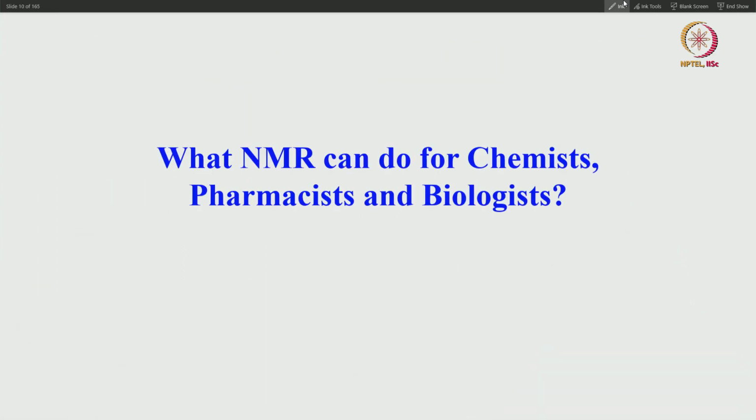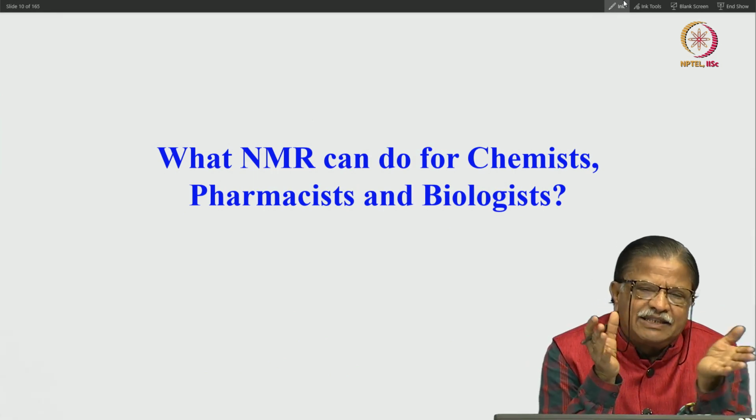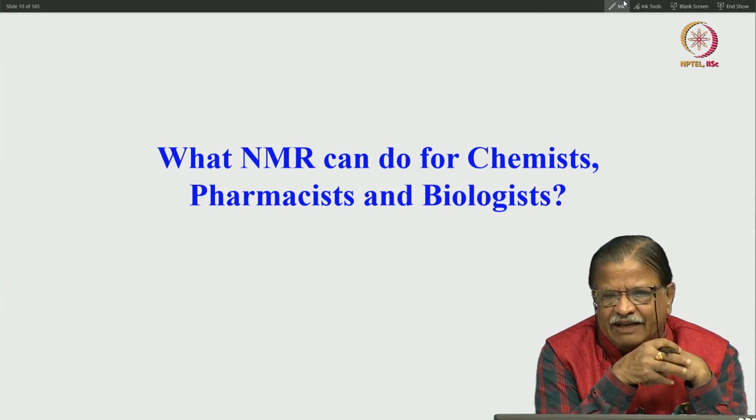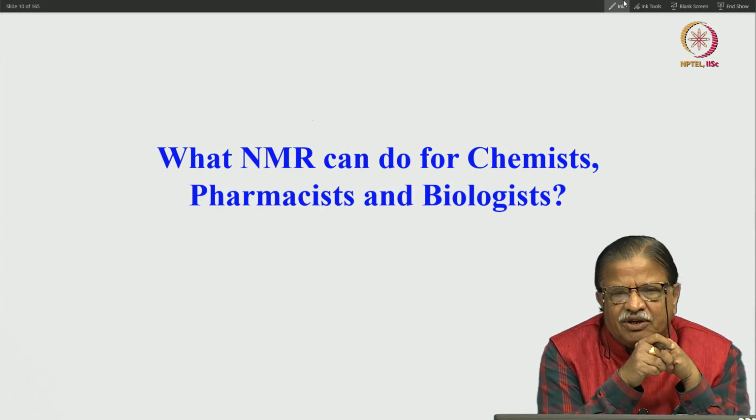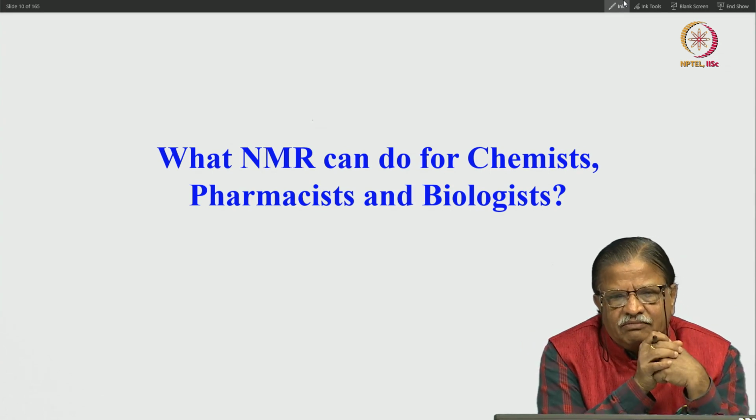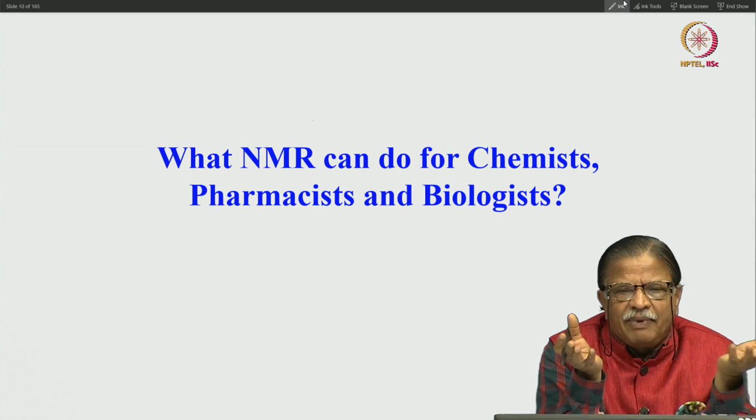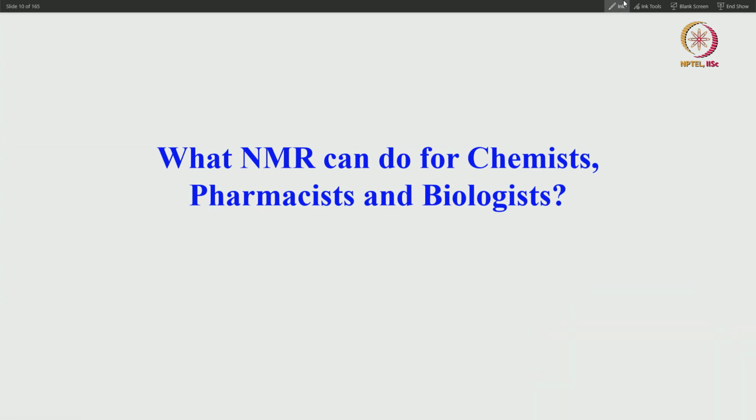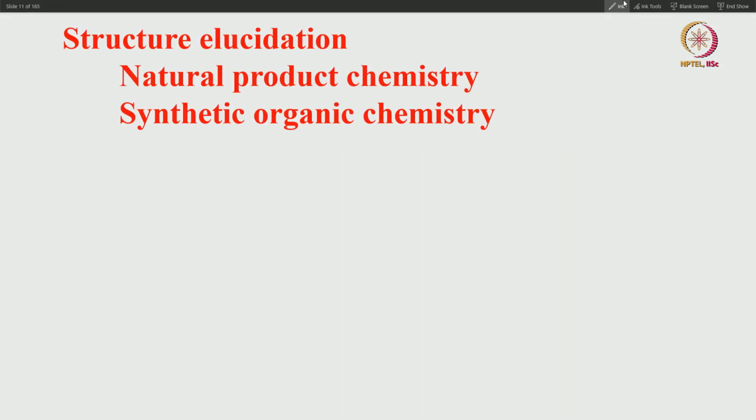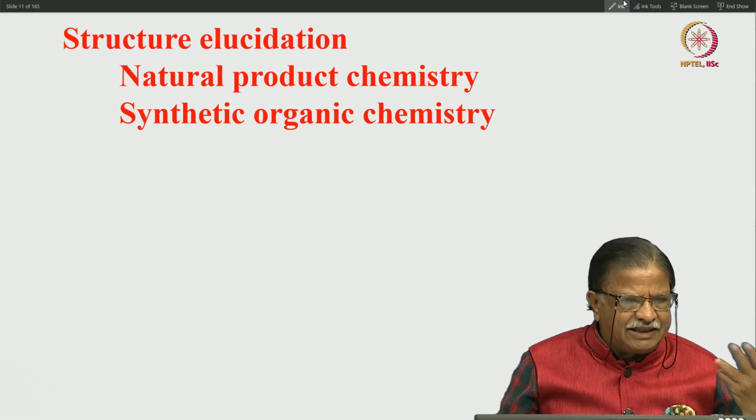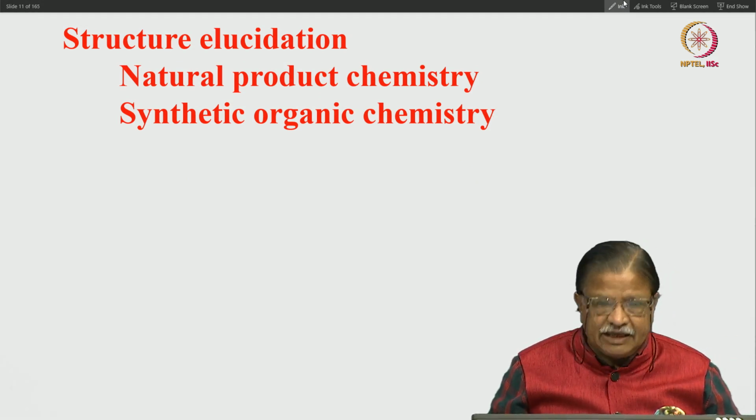So, with this, of course, there are lots of applications, and basically this is an application oriented course where we analyze a lot of spectra. We can ask the question, what can NMR do for chemists, pharmacists or biologists who want to utilize NMR spectroscopy for their analysis? Of course, it is used for structural elucidation. You can get the structure of natural products and synthetic products which are synthesized in the laboratory.